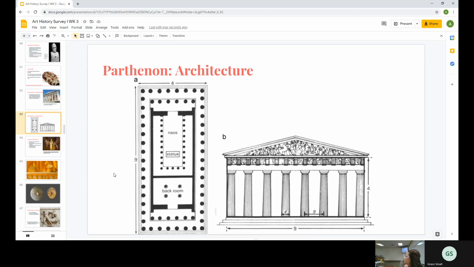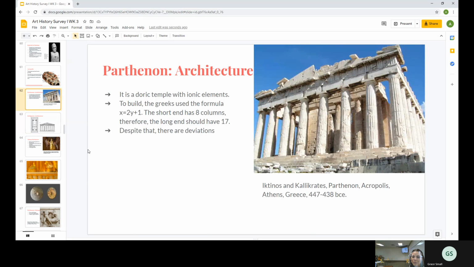So if you remember our format, this is the generic temple plan. The Parthenon also follows that generic temple plan. You have your outer colonnade, your inner temple, your back room where that wooden statue is housed, where you actually gave offerings and money, and then the inner temple with the really, really large statue. Of course, this is what's actually left of the Parthenon today. Not much, but yeah. It also follows a mathematical formula, and this mathematical formula is used on most temples following this point. And that formula is x equals 2y plus 1.